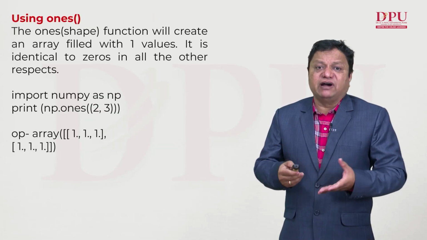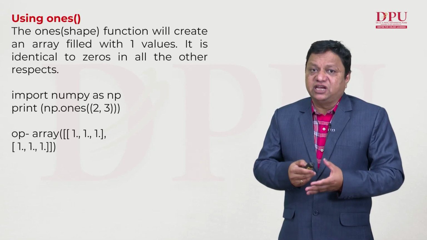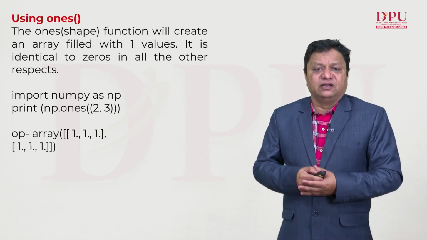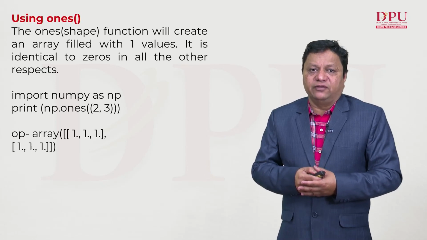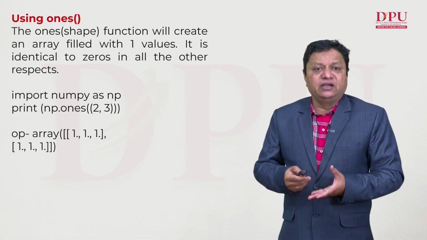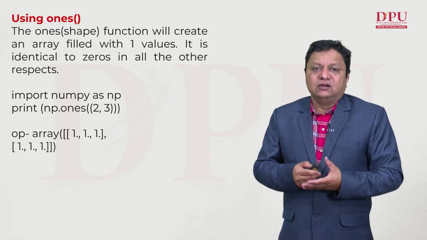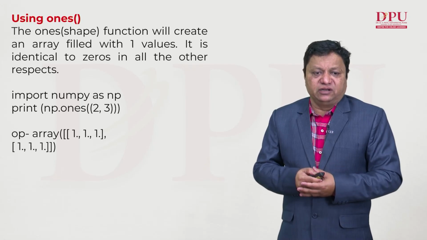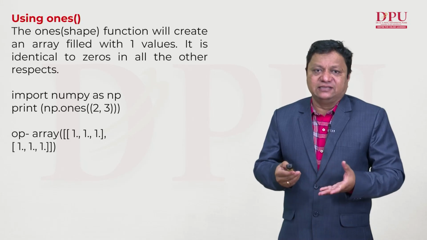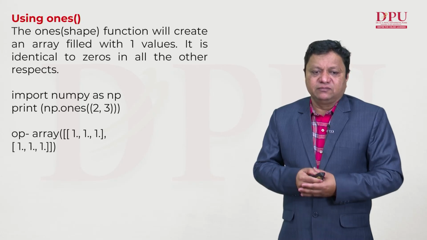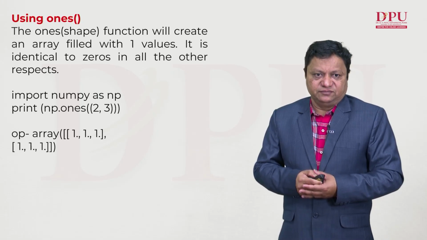Using ones, the ones function will create an array filled with the value ones, and it is identical to zeros. In all other respects, it will create an array filled with ones like zeros. Import numpy as np, print np.ones in the rounded bracket (2, 3), and if I try to print, what will I get here? I will get the array created with ones only, that is 1 1 1, of shape 2 comma 3.